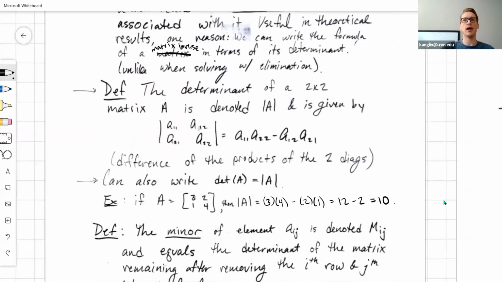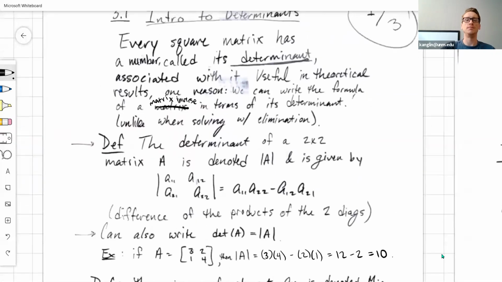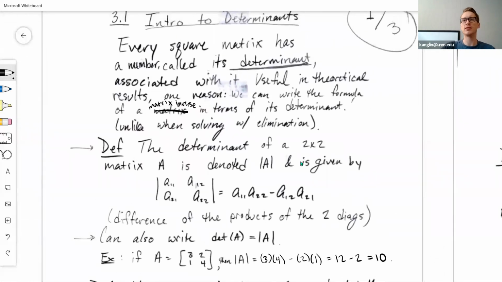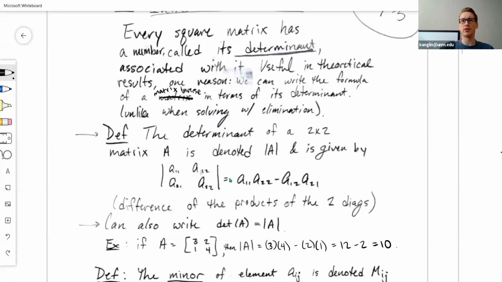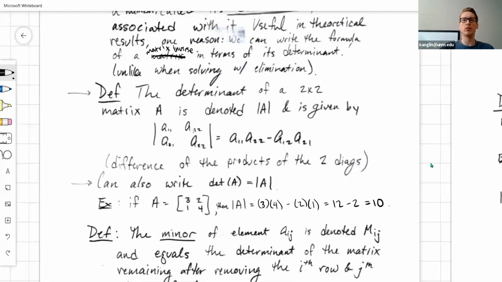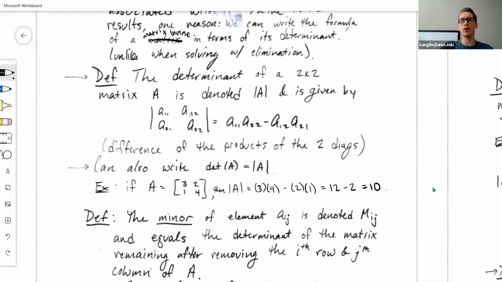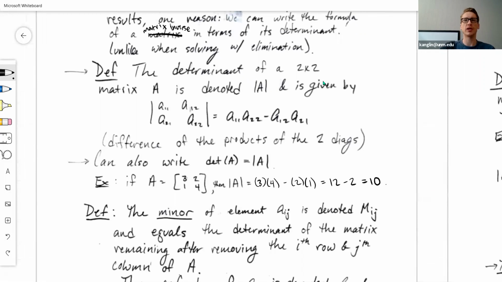So let's now talk about how we define determinants of matrices that are larger than 2x2, say a 3x3 or a 4x4 matrix. How do we work those out? We can't just apply this formula. It certainly doesn't apply when we have more elements. So what will we do? Well, we define a few other objects first to help us define these determinants of bigger matrices.